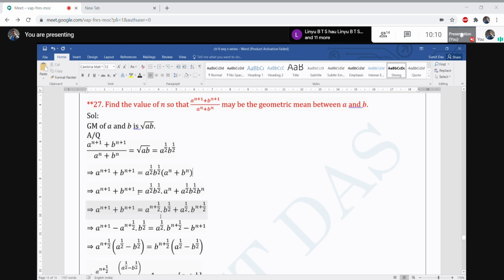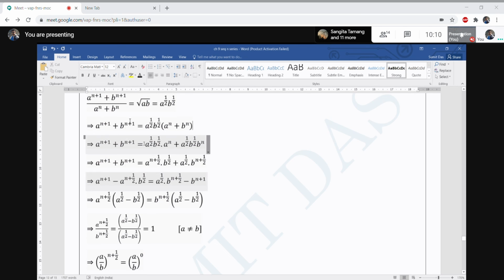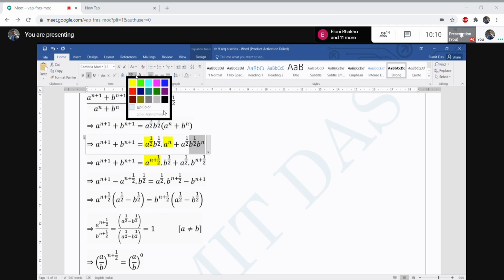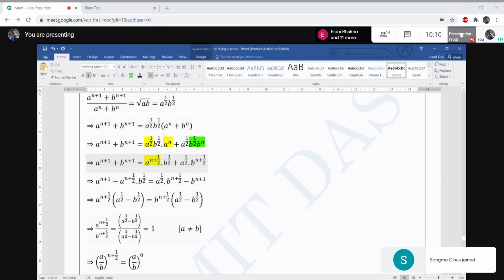Now what we can write on this side: you can see here a to the power 1 by 2 and a to the power n is there. Okay, so bases are same, so powers will be added. So I just wrote a to the power n plus 1 by 2, because power is n and 1 by 2, and b to the power 1 by 2 as it is here. Similarly here, b to the power 1 by 2 into b to the power n, so powers will be added, it will be b to the power n plus 1 by 2. Okay, left hand side still no change up to this line.